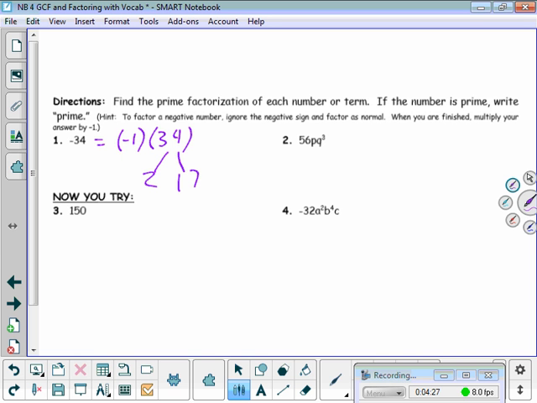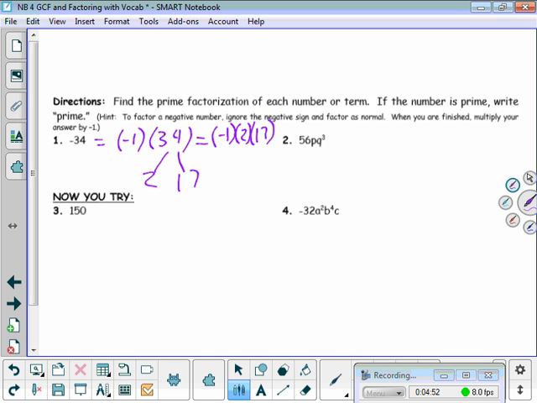So then we go to the next prime number, which would be 3. Is 17 divisible by 3? Next prime number would be, 4 is not prime, 5. Is it divisible by 5? Are you going to make me keep going, or are you going to let me know that 17 is prime? So therefore, the factors of this would be negative 1 times 2 times 17.